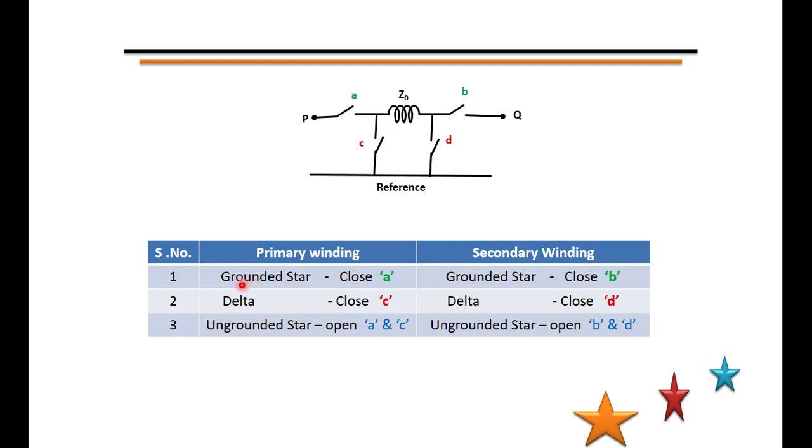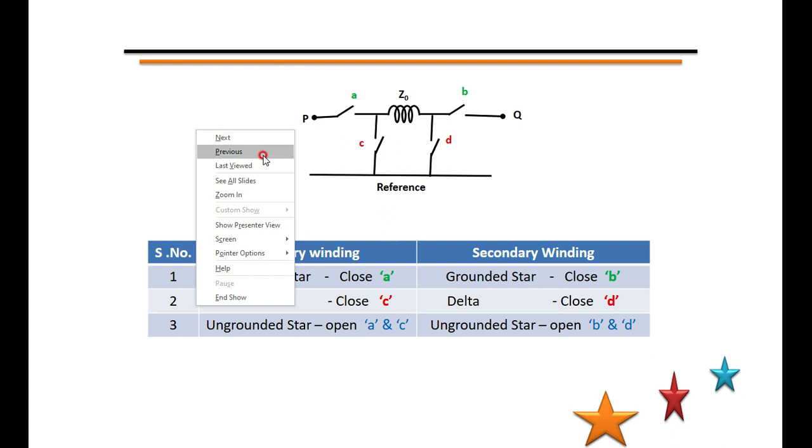The same thing is written here. Grounded star, close A. If it is a delta connection, you have to close C. That is, this switch should be closed. A and C are meant for the primary, B and D are meant for the secondary. Then the third case on the primary side: ungrounded star. The primary side is star connected, but it is ungrounded.